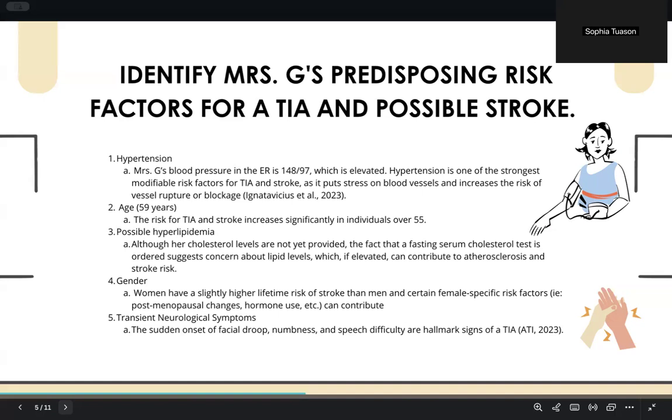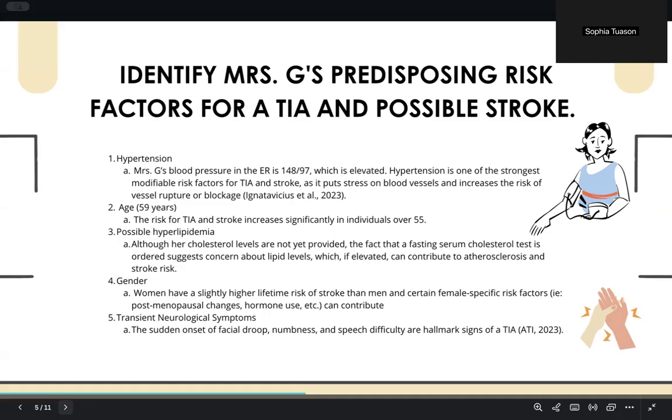The next one we're going to consider is her age. As she is 59 years old, she is at higher risk for a TIA or stroke. The third risk factor we'll consider is possible hyperlipidemia. Although her cholesterol levels are not yet provided, the fact that a fasting serum cholesterol is ordered suggests concerns about her lipid levels, which, if they are elevated, can contribute to atherosclerosis and stroke risk.